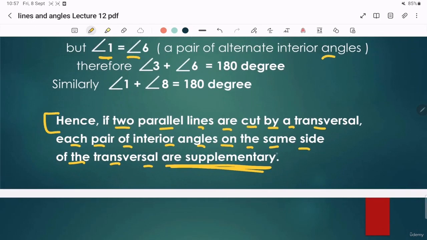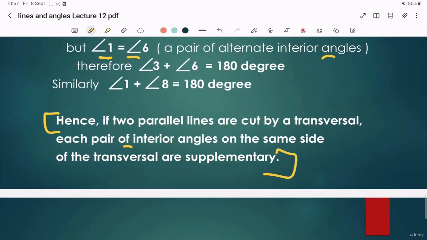So, this is also an important result. So, in this video, we have seen an important result regarding interior angles.